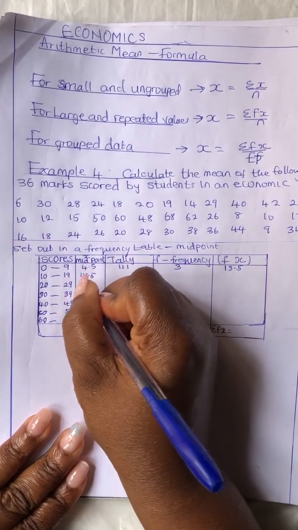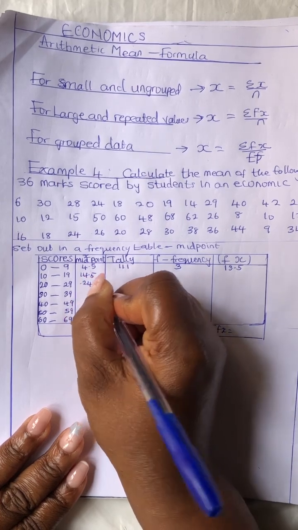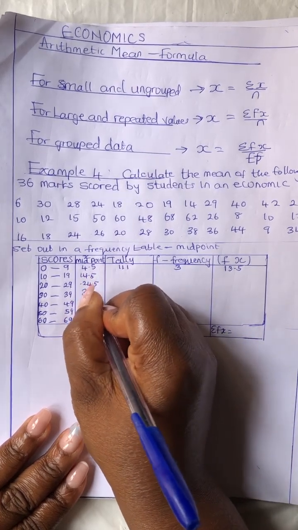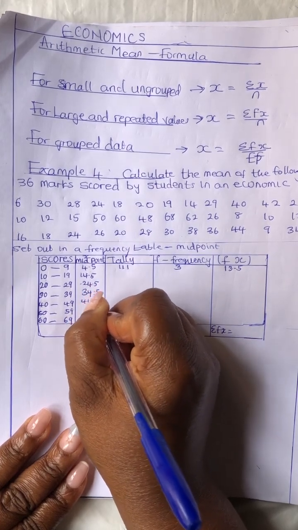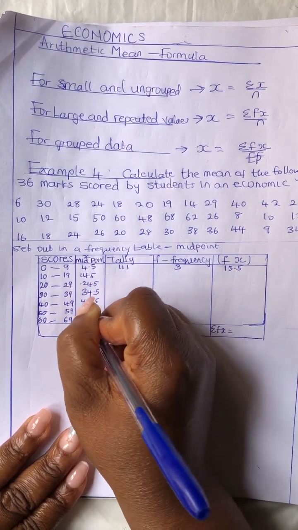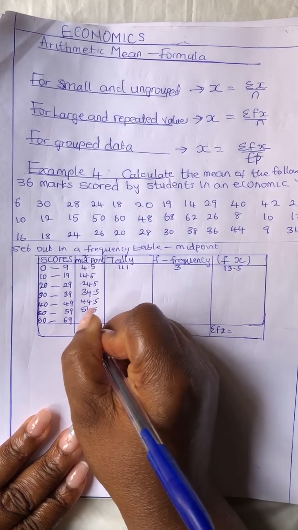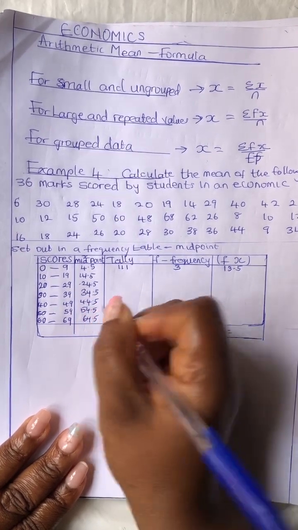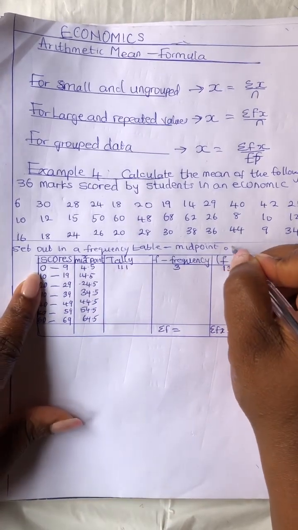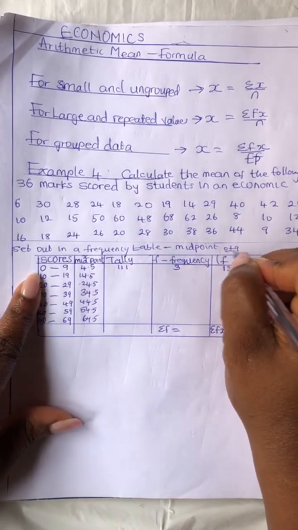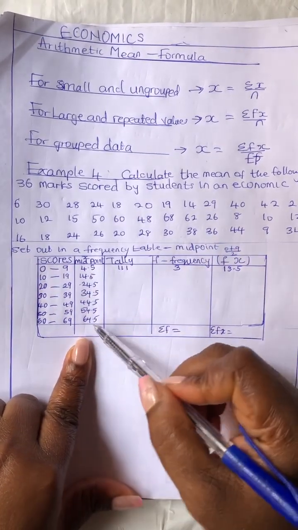20 plus 29 will give you 24.5. We have 34.5, 44.5, 54.5, and lastly 64.5. So your midpoint is simply 0 plus 9 over 2. That's how you get your midpoint. Your midpoint now will represent your x.